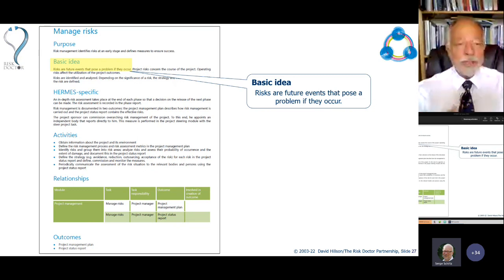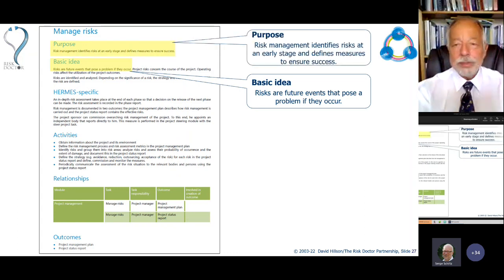What about the purpose? What is risk management for? According to Hermes, the purpose of risk management is to identify risks at an early stage, yes, and define measures to ensure success, yes. Is that it? Just to identify them and work out what would mean success? Doesn't sound very active to me.